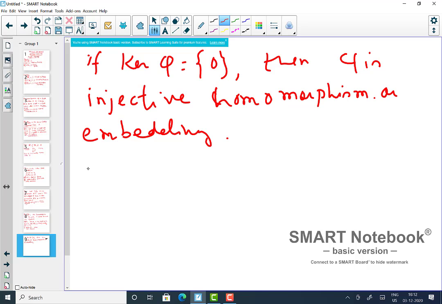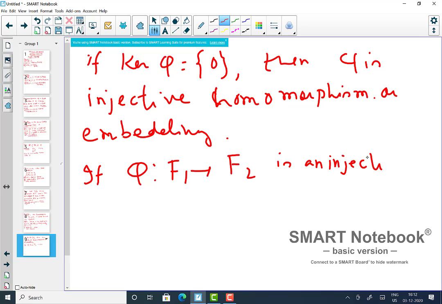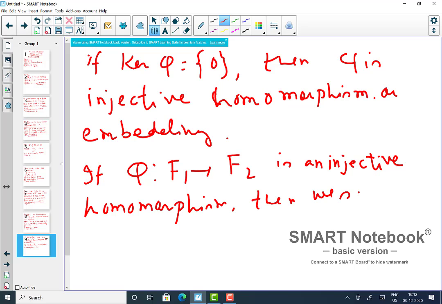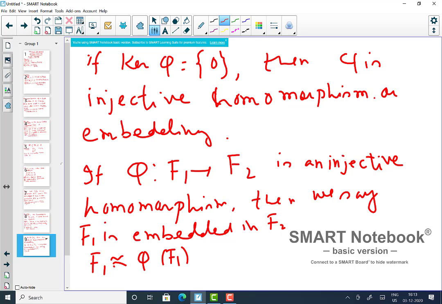Okay, and if phi from F1 to F2 is an injective homomorphism, then we say F1 is embedded in F2. What does that mean? That means there is an isomorphic copy of F1 sitting inside F2, because F1 is isomorphic to phi of F1, which is a subfield of F2. This is just the first isomorphism theorem for rings. So embedding means that a copy is sitting inside F2.